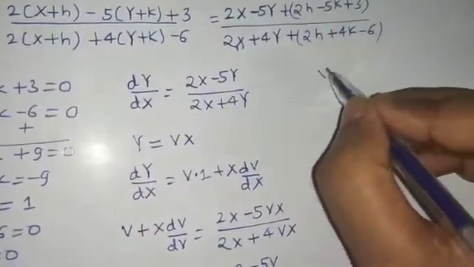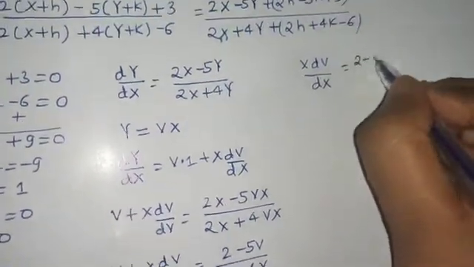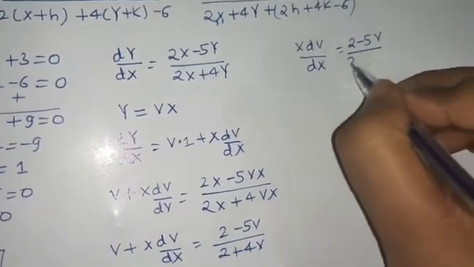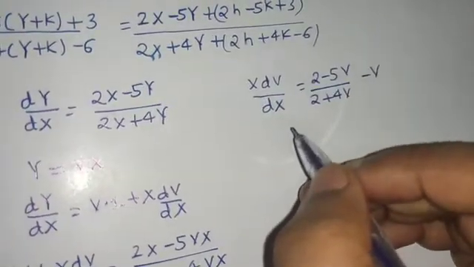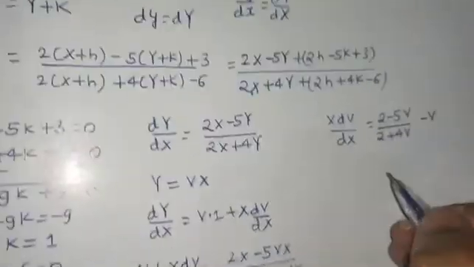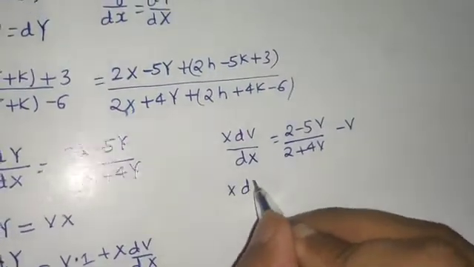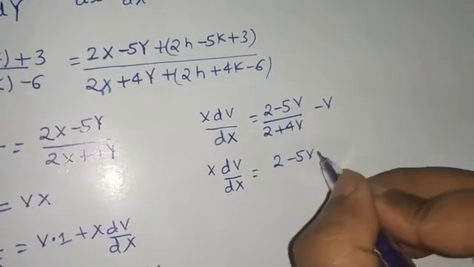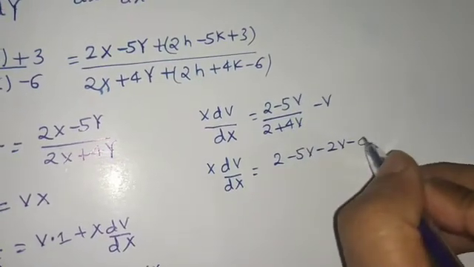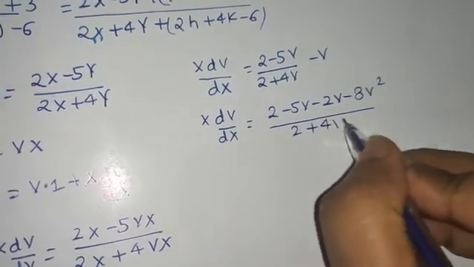Now I can take this v to that side. So x dv by dx equals 2 minus 5v, 2 plus 4v minus v. Okay. Fine. Now x dv by dx equals 2 minus 5v minus 2v minus 8v square divided by 2 plus 4v.